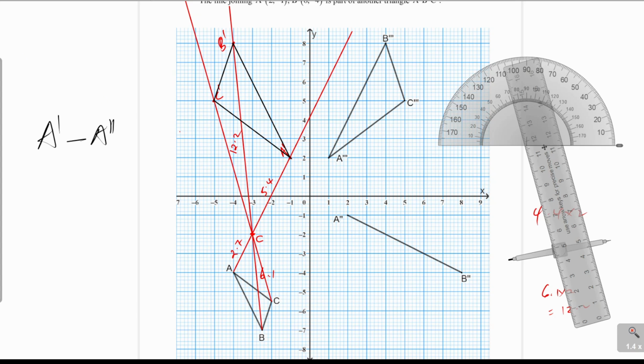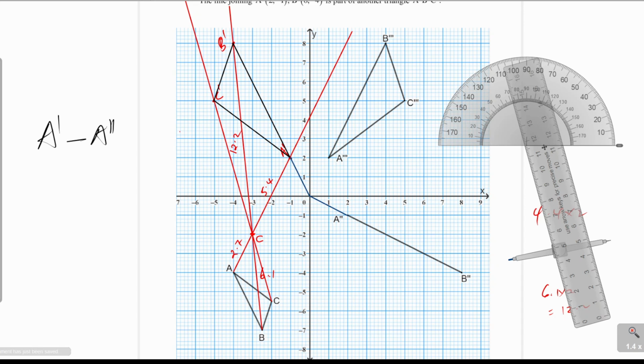So I'll join this point. Let me explain this. So A prime to the center, which is the origin. Join that. So join it like that. And then from the center to A double prime. So that is how you identify the angle of rotation. So I've joined A prime to the center of rotation, then from the center to A double prime.